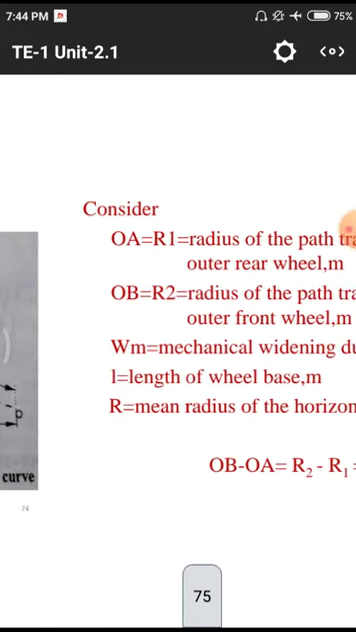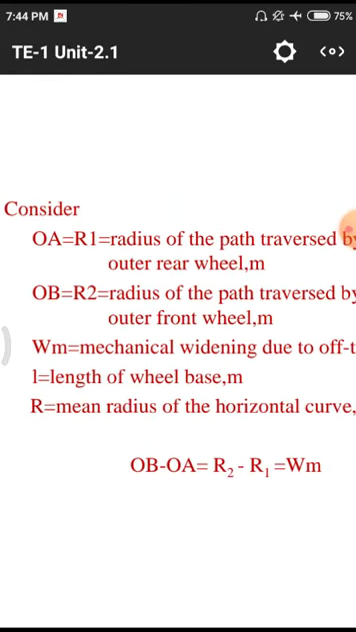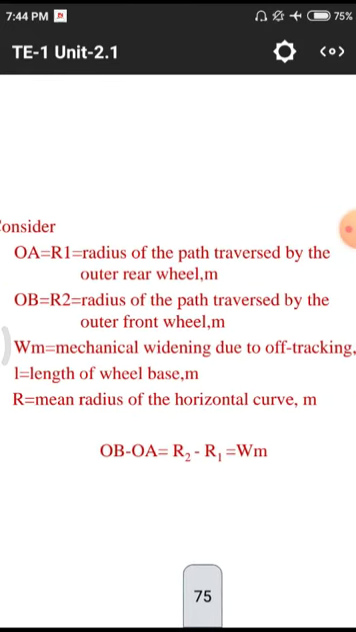This is the basic diagram. Here they are explaining the terms. OA is the radius of the path traversed by the outer rear wheel. OB is the radius of the path traversed by the outer front wheel, in meters. That means rear wheel and front wheel: on the inner edge we have the rear wheel, and on the outer edge we have the front wheel. That is the basic difference.